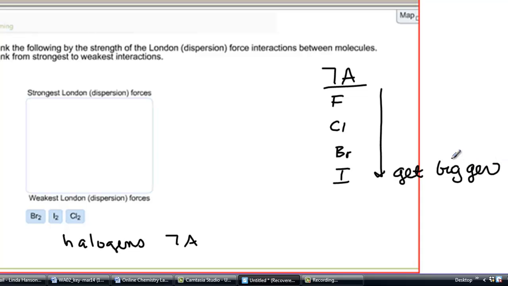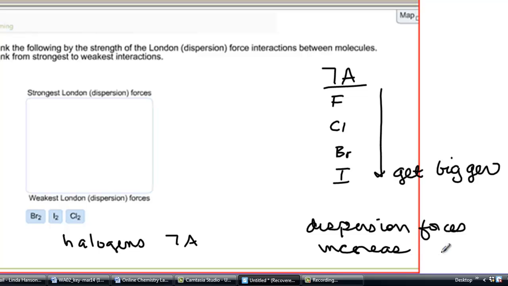And remember, dispersion forces increase with increasing surface area. So dispersion forces increase with increased surface area.